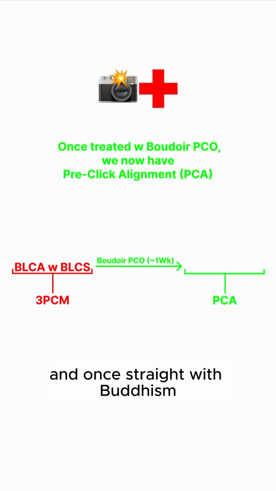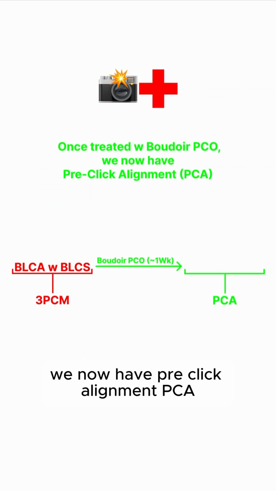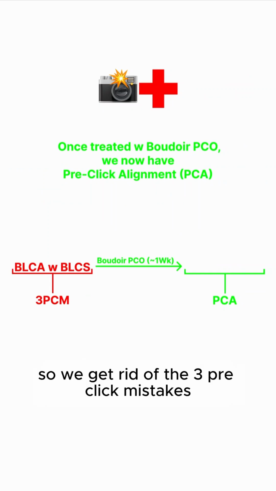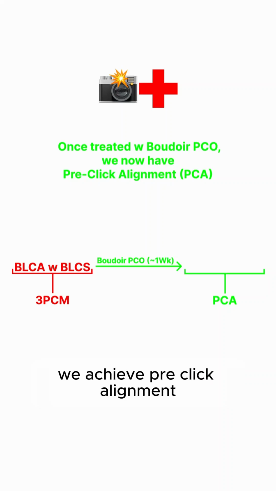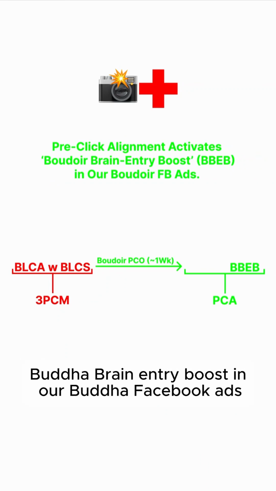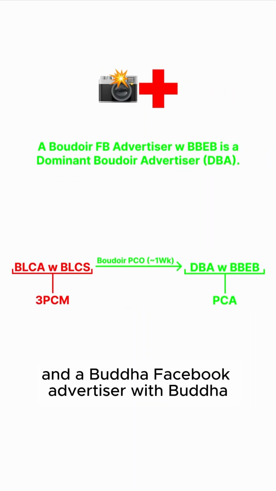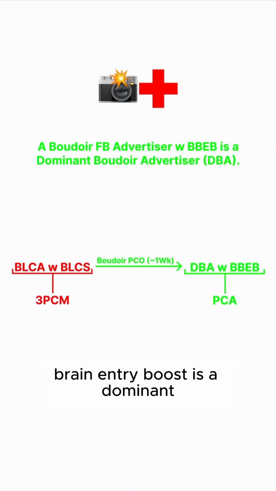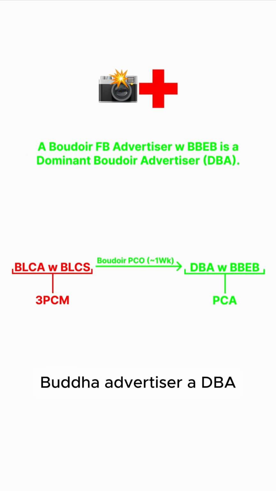And once treated with Boudoir Pico, we now have pre-click alignment, PCA. So we get rid of the 3 pre-click mistakes, we achieve pre-click alignment. And pre-click alignment activates Boudoir brain entry boost in our Boudoir Facebook ads. And a Boudoir Facebook advertiser with Boudoir brain entry boost is a dominant Boudoir advertiser, a DBA. So this is our full universe.